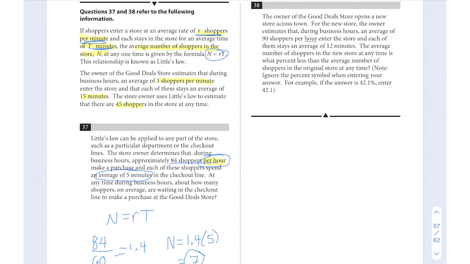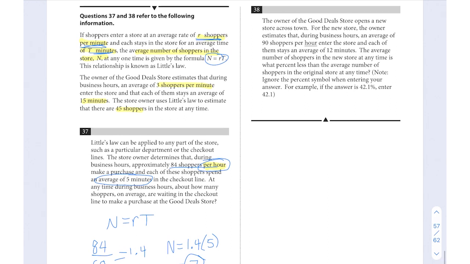But they will, as a nice thing, make answer choices realistic. So even if you did 84 times 5 because you didn't do the conversion, and you came up with 420, if you think about the number of shoppers in a checkout line at a store, would 7 be more realistic, or would 420 be more realistic? You can very commonly use the realistic nature of the numbers that SAT will provide us with to sometimes catch a mistake like that.